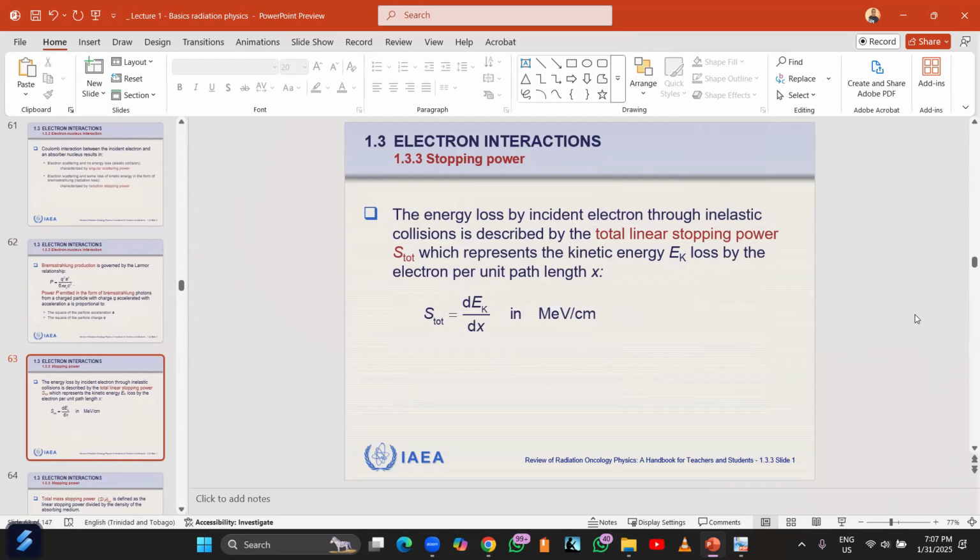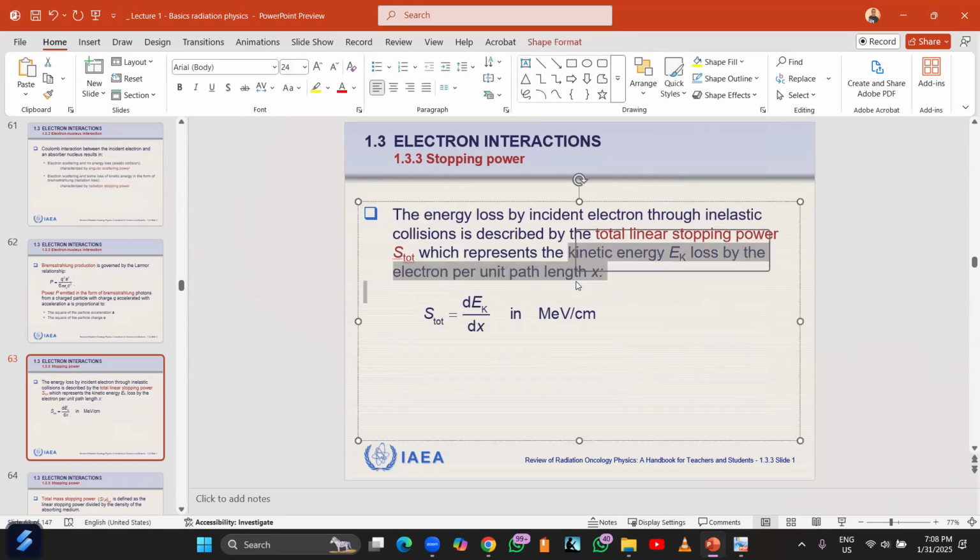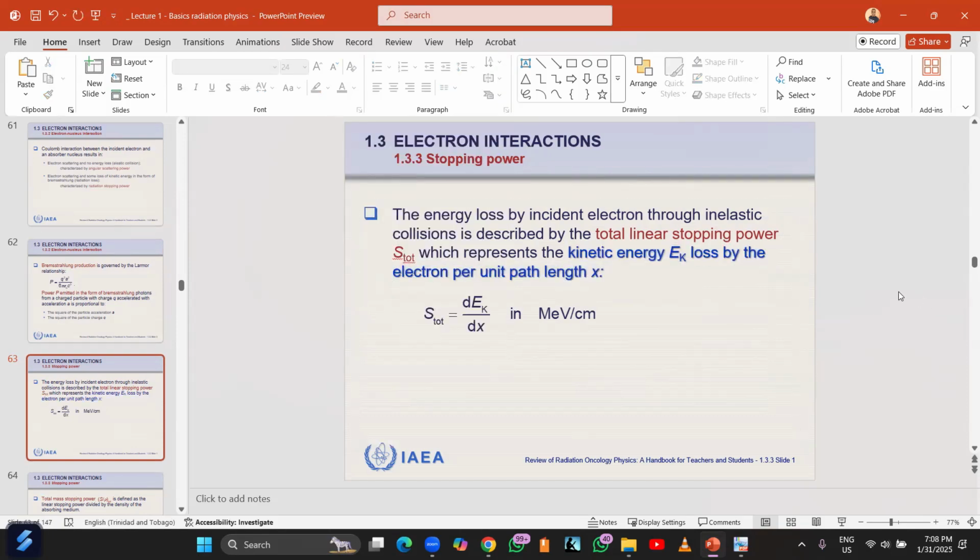All right. Linear stopping power, we can define it as the kinetic energy lost per unit path length. So that's what you call stopping power. And it's given, of course, in units of energy per unit length. It is the kinetic energy lost per path length, so dE/dx.